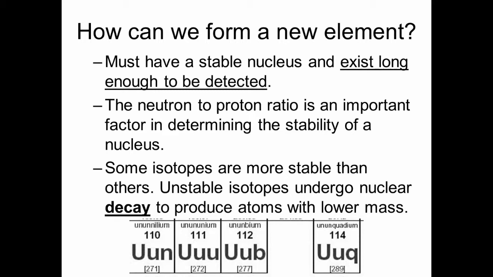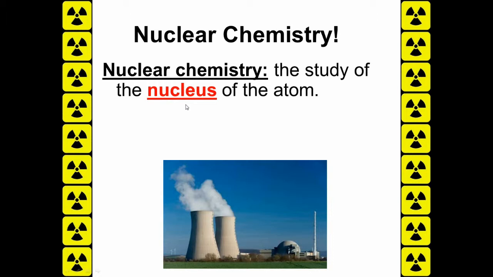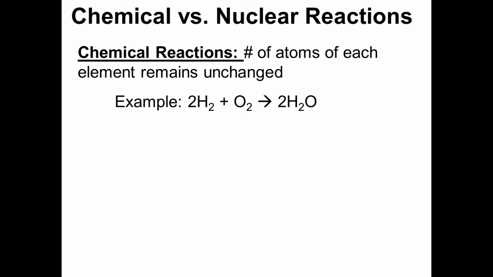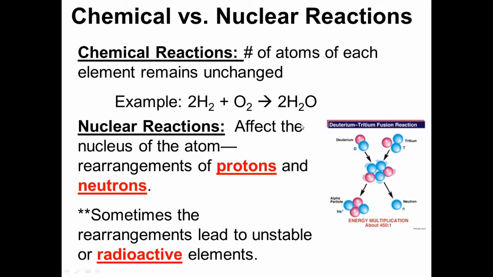So nuclear chemistry, I love it when definitions are obvious, is really the study of the nucleus of the atom. Again, that's neutrons and protons. We're not paying much attention to electrons. Okay, that's versus a chemical reaction. So in a chemical reaction, the atoms stay the same. You've got four hydrogens to the left of the arrow, four hydrogens to the right, oxygen atoms on the left, oxygen atoms on the right. In a nuclear reaction, you're going to see different elements on the right side of the arrow. That's because you're rearranging the protons and neutrons. And again, sometimes those rearrangements can lead to unstable or radioactive elements.